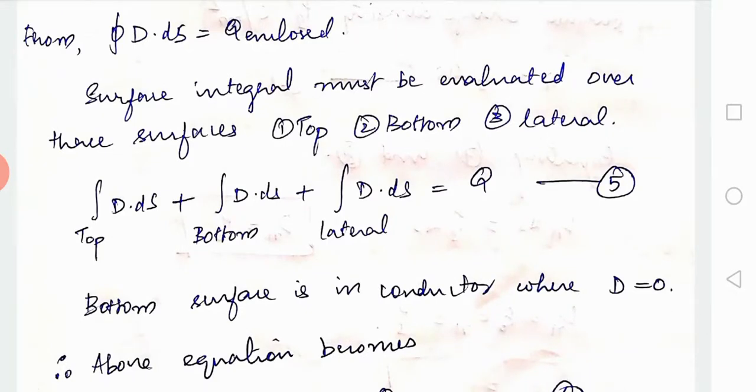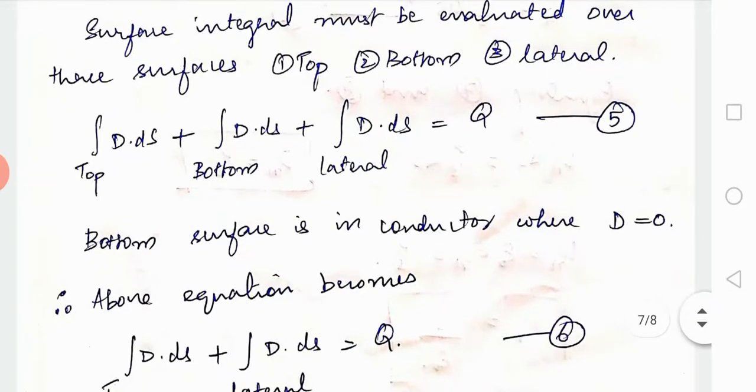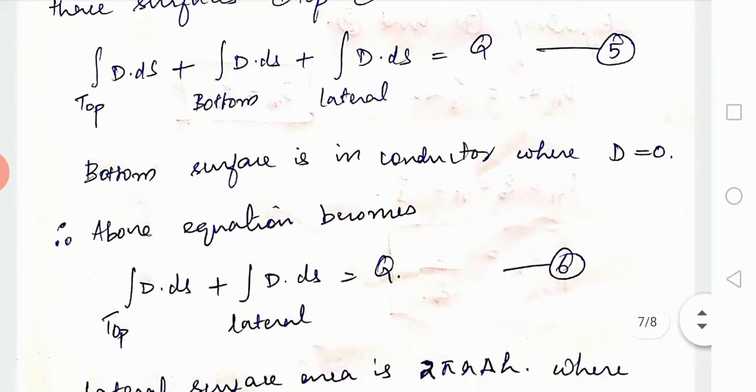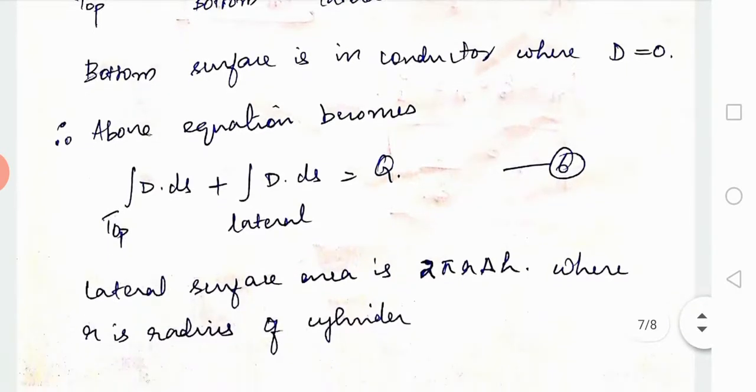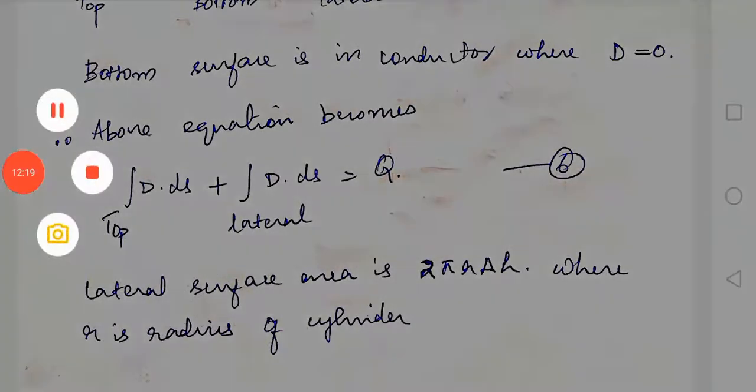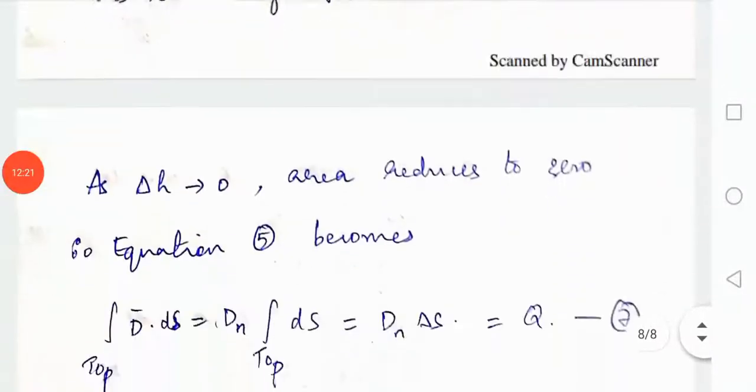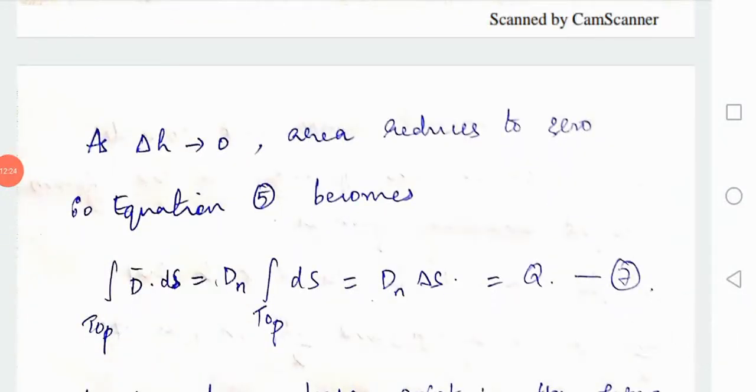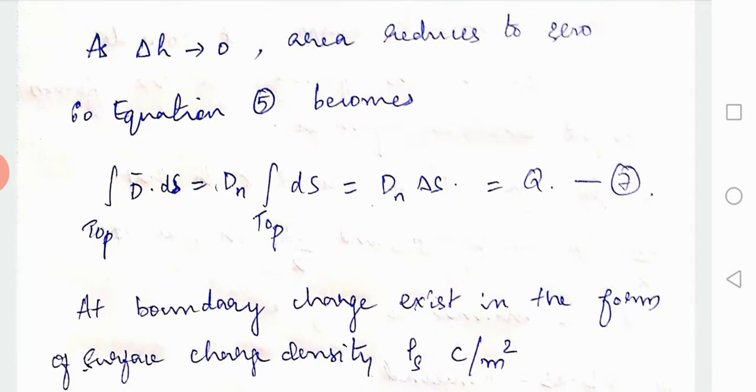Now the bottom surface is in the conductor where D is equal to 0. Therefore, the above equation can be written as integral top D·dS plus integral lateral D·dS equal to Q. That is your sixth equation. Now the lateral surface area is 2 pi r del h, where r is the radius of the cylinder, and as del h tends to 0, the area reduces to 0. Therefore the equation becomes integral top D·dS is equal to Dn integral top dS, that is equal to Dn delta s, and that is equal to Q. That is your seventh equation.